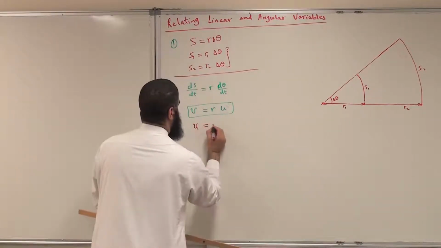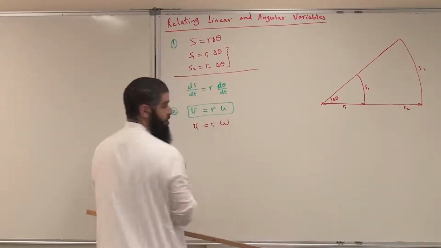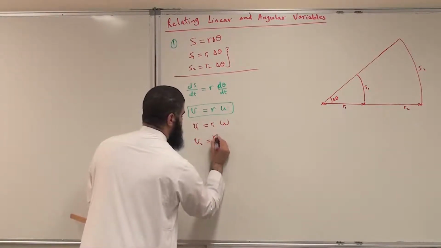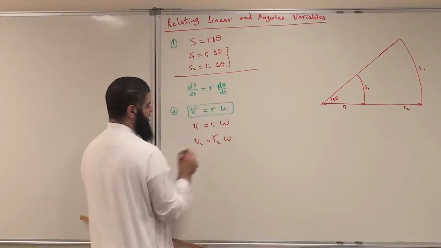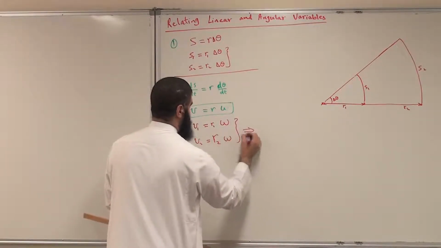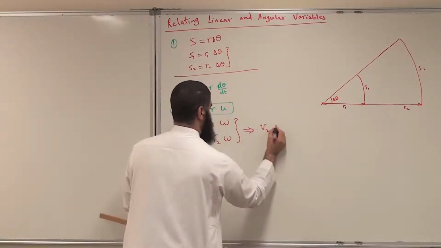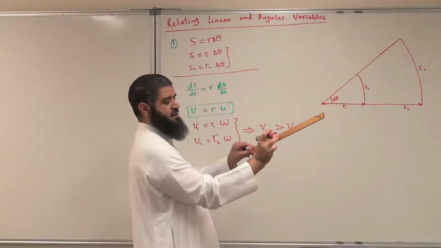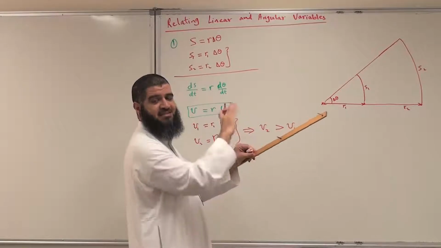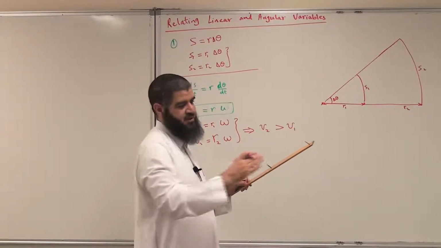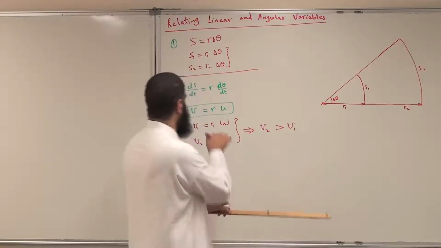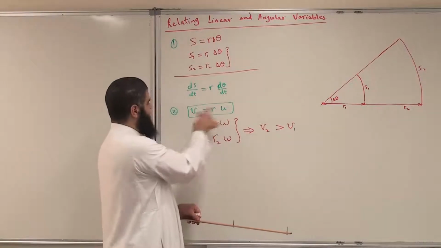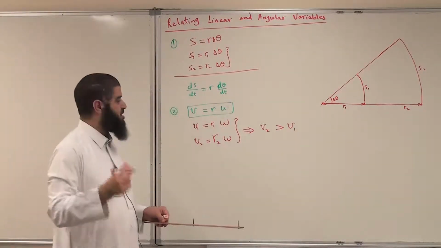So v1 will be r1 multiplied by omega, but v2 is equal to r2 multiplied by omega, and r2 is larger, and it will be the same omega. From here we can conclude that v2 is greater than v1. So the closer the point to the axis of rotation, the smaller its linear velocity will be. As you go further and further from the axis of rotation, your r will be larger, multiplied by the fixed omega for your rotating object. As a result, you will have larger and larger v.